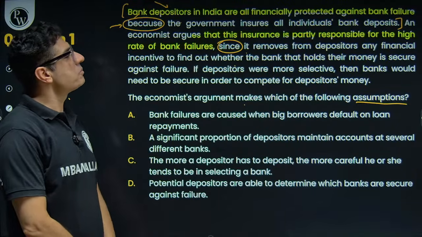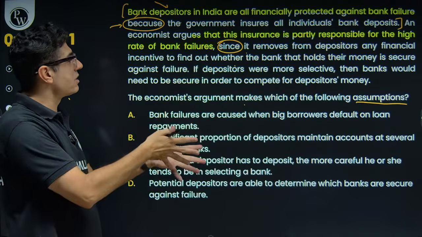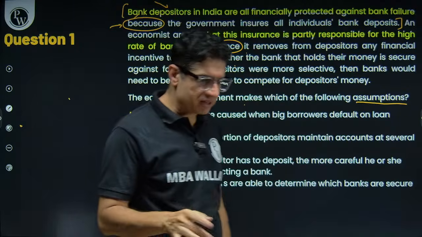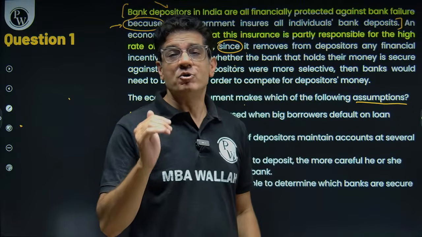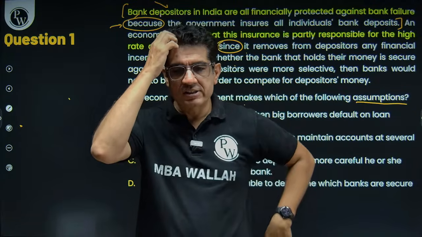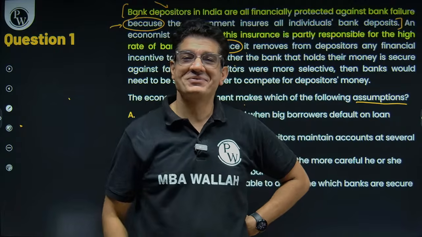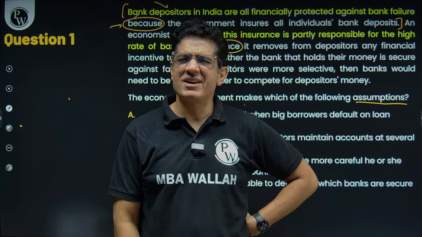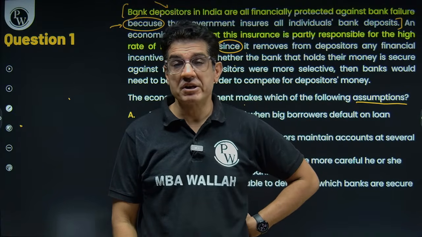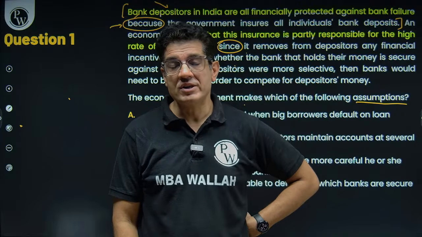Since it removes from depositors any financial incentive to find out whether the bank that holds their money is secure against failure. Now see, we have all sorts of banks, and over the last decade you must have heard news of these scenarios, these situations where a couple of banks became bankrupt and people who deposited money there, cooperative banks, some cooperative banks, not all of them of course, some of them were being poorly run. So people lost the money.